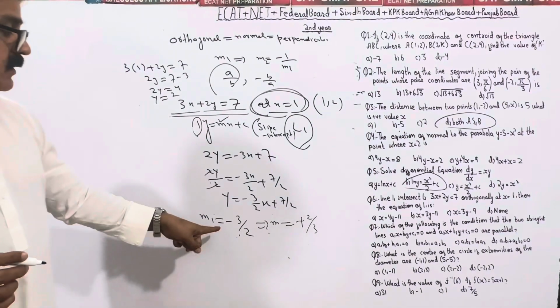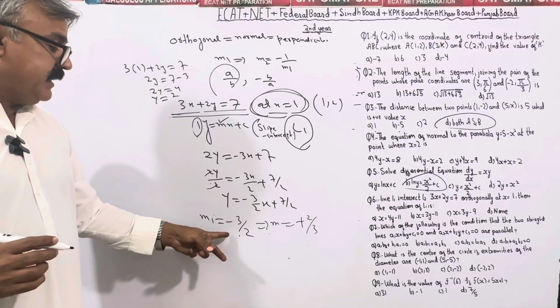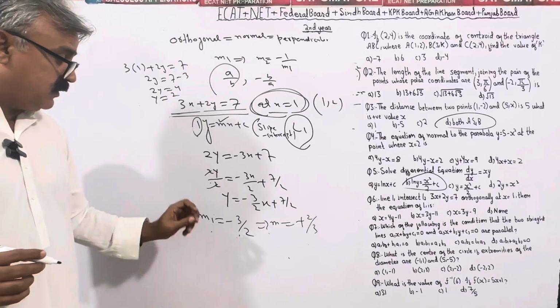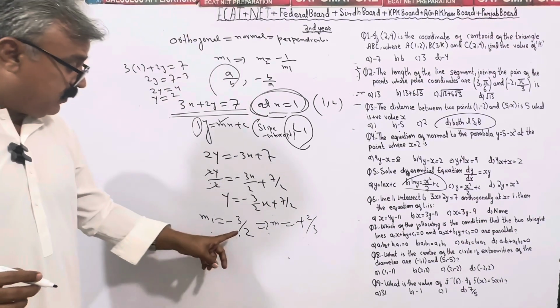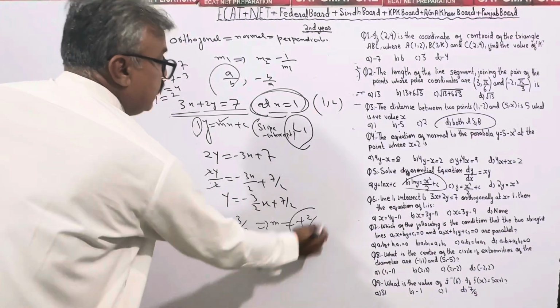If we had been asked to find the equation that is parallel, we would have taken the same slope. For parallel, slopes are equal. We are asked to intersect orthogonally, meaning perpendicular. We have to make the slope the negative reciprocal. This is our required slope, and that is the point.